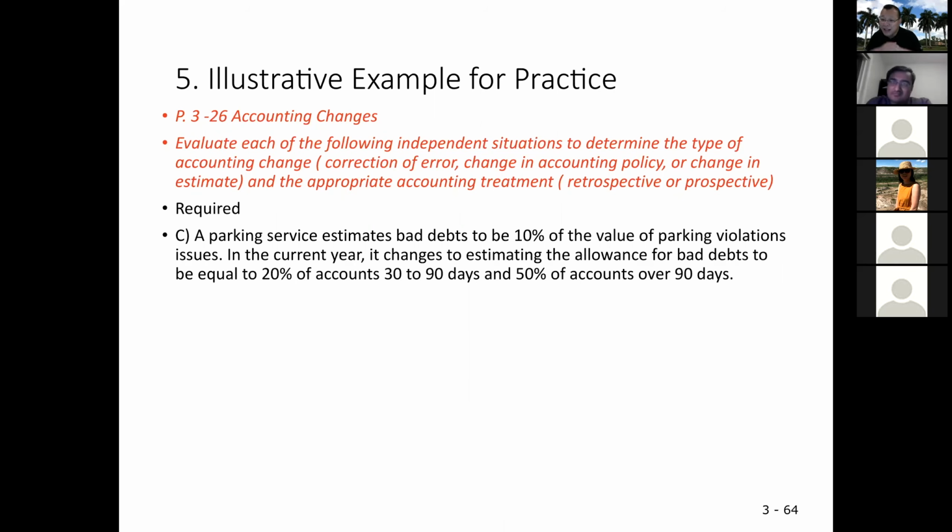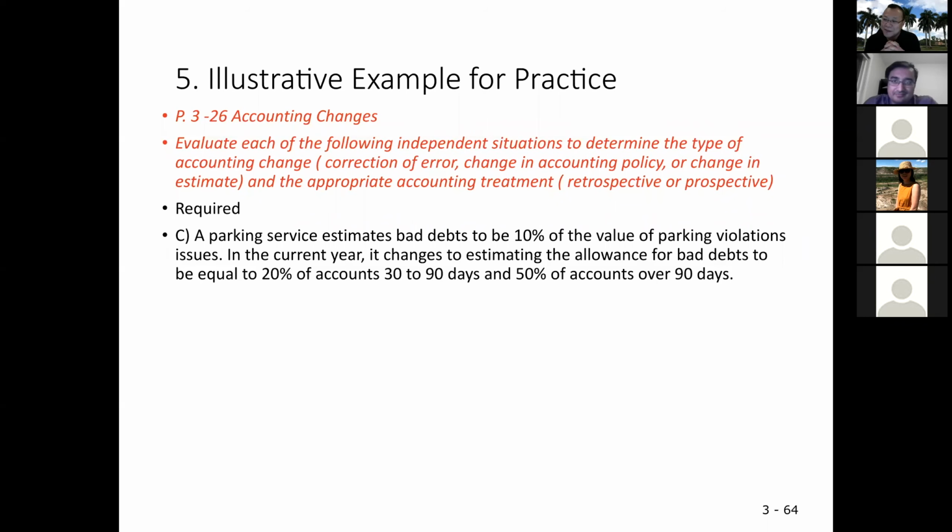Are these not the same policy? No, it's a change in policy, right? If you are saying it's a change in estimate, what is going to happen is you're going to reduce the 10% to 5%, then it's a change in estimate. Or they're going to increase the 10% to 15%, then it's a change in estimate, right? So now they have a different way to do the calculation. This is a change in policy, right? Yes.